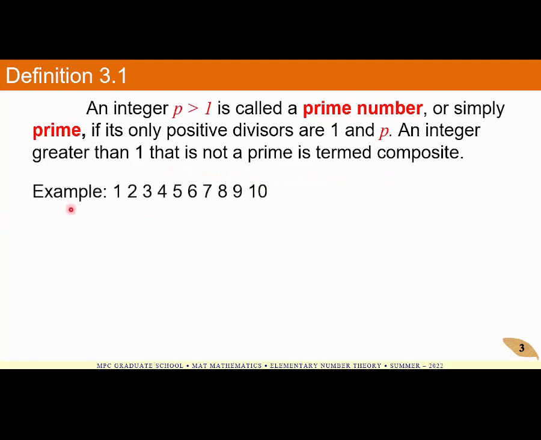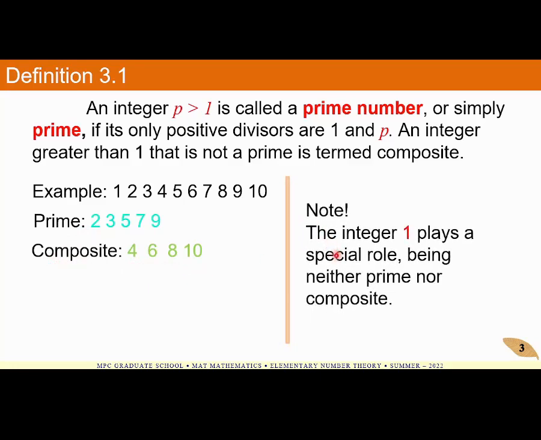For example, among the first 10 positive integers, the only prime numbers are 2, 3, 5, 7, and 9. But remember, 2 is the only even prime. Therefore, our composites are 4, 6, 8, and 10. So note, the integer 1 plays a special role for being neither prime nor composite.